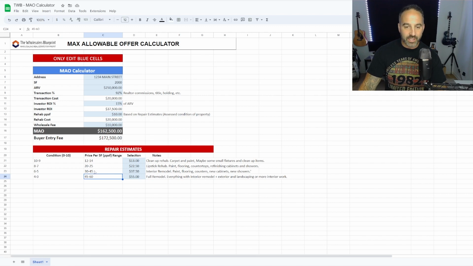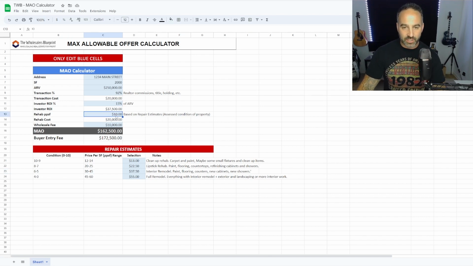If you're like, well, I think it could be between 30 and 45, just go with 45, right? Because rule number one in this business is don't lose money. And if you calculate this wrong, you're going to lose money. So you'd be conservative, in an overestimating kind of way. And what you're going to do is, let's say this property is between a 7 and 8.